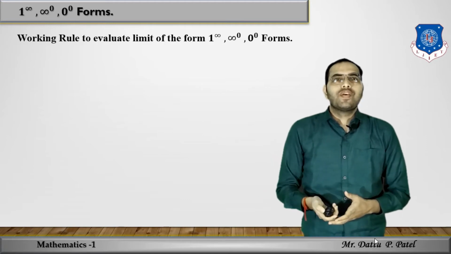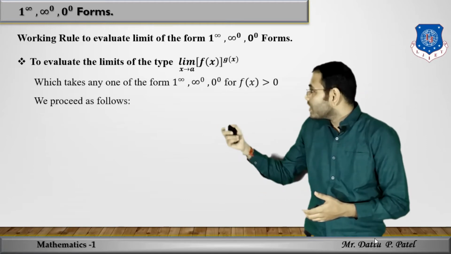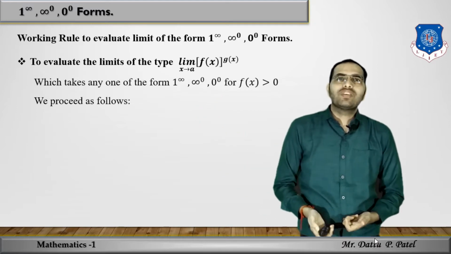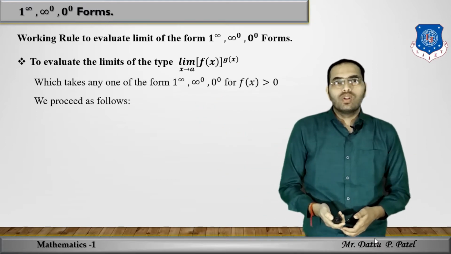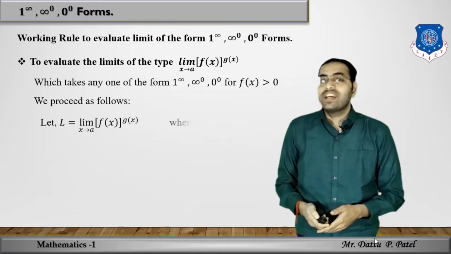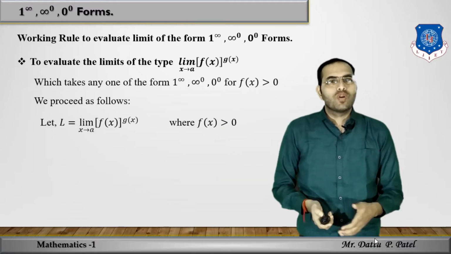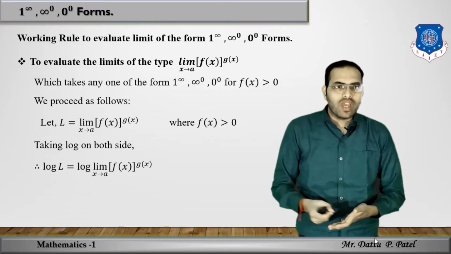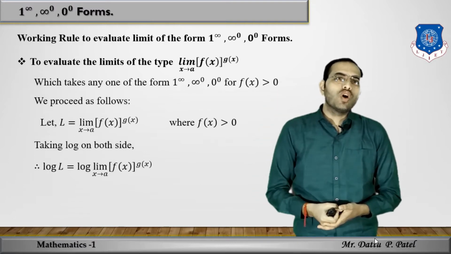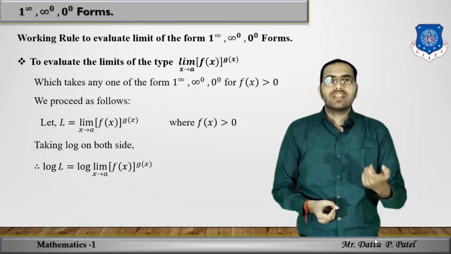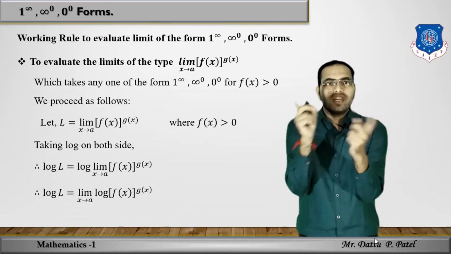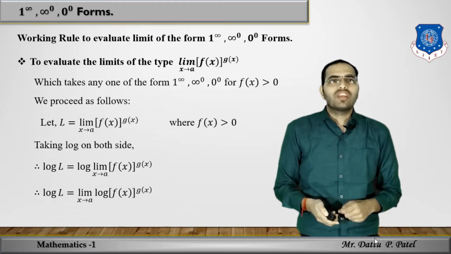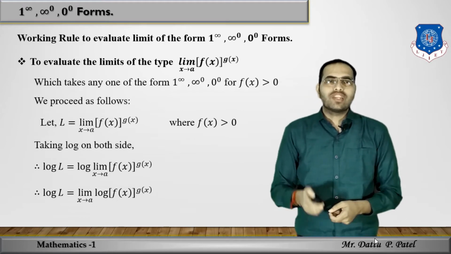That means we have to consider firstly whatever the limit is, that is our L, and f of x is greater than 0. Then we cannot go for it directly. Then taking logarithm on both sides, log L equals log of limit x tends to a, f of x raised to g of x. Here log is a continuous function, so interchanging the position of limit and log, it becomes limit x tends to a, log of f of x raised to g of x.